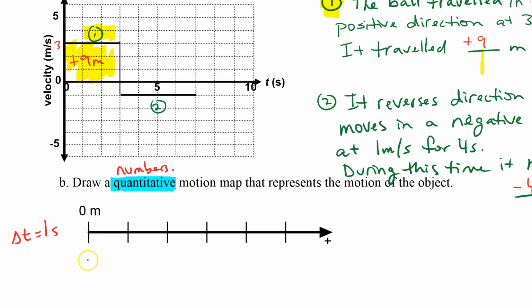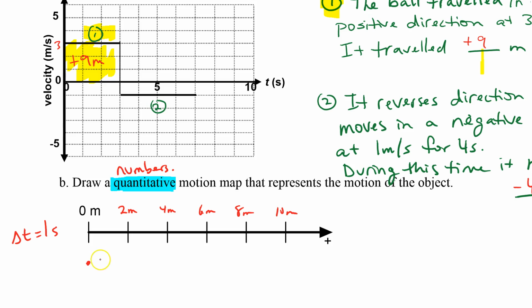So let me draw my first dot. Here's my first dot right here. And I'll draw the arrows part later. 1 second later, because it's going 3 meters per second, it will be at 3 meters. So I need to get up to 9 altogether. So let me see. 1, 2, 3, 4, 5. You know what? I think I have to make each of these 2 meters. 4 meters, 6 meters, 8 meters, 10 meters. Because if I made each of those clicks only 1 meter, I wouldn't be able to get far enough.